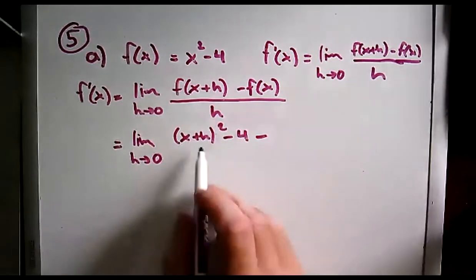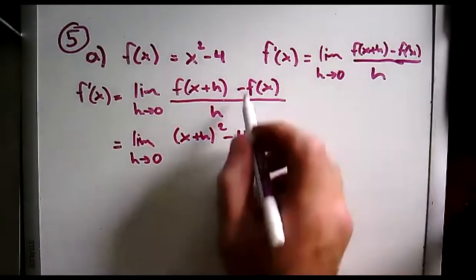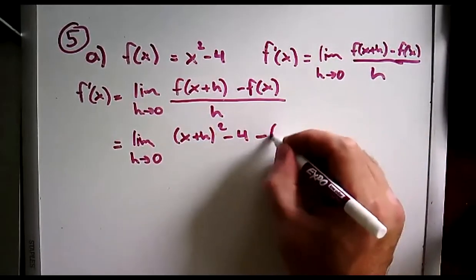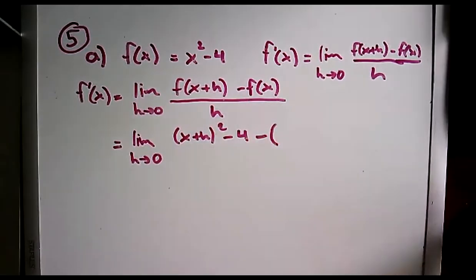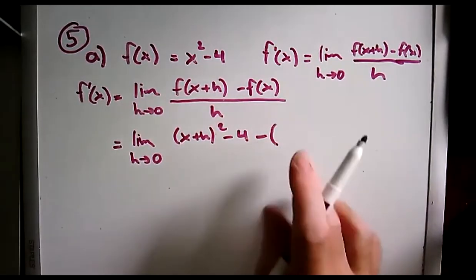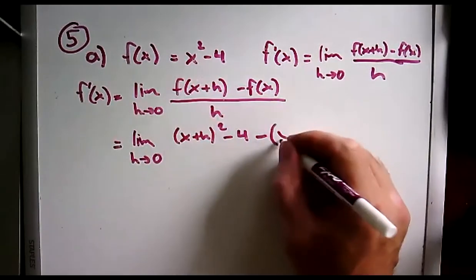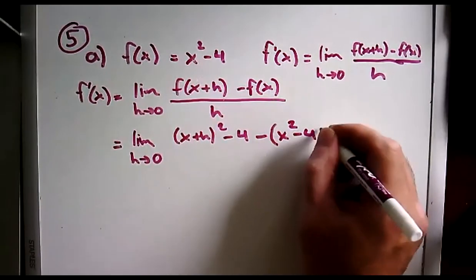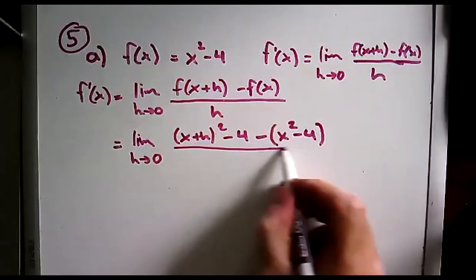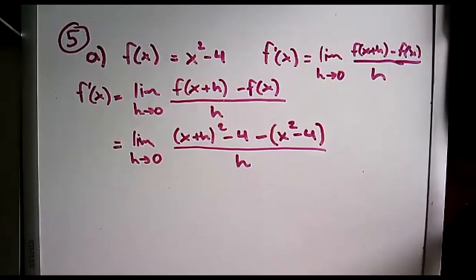Okay, so there's f of x plus h. Now we need to subtract f of x. A common mistake is that people only subtract part of f of x. To make sure I don't make that mistake, I'm going to put all of f of x in parentheses here. Okay, well, what's f of x? f of x is x squared minus 4. Okay, so it looks like a mess.